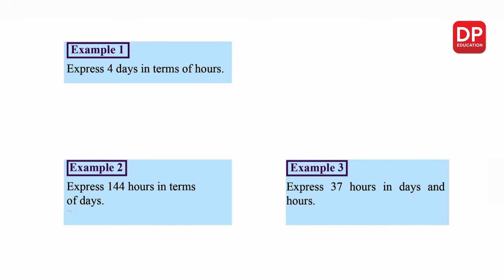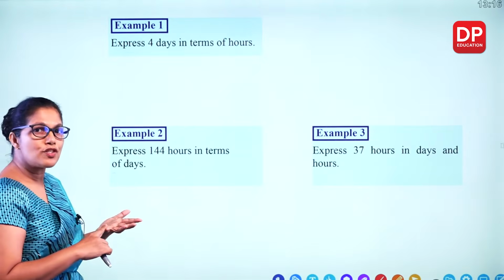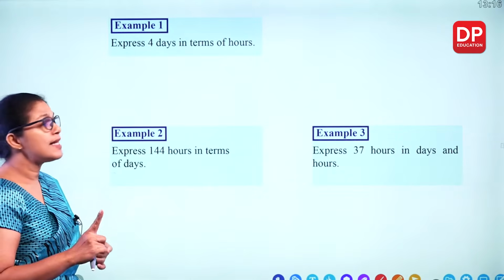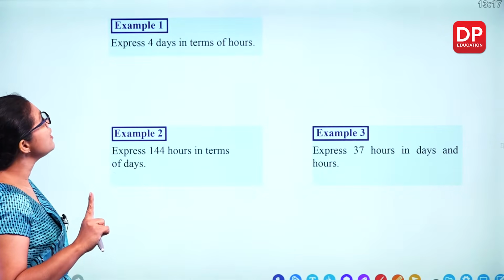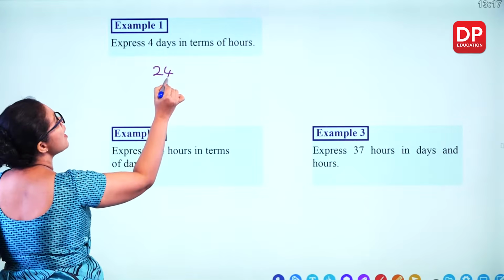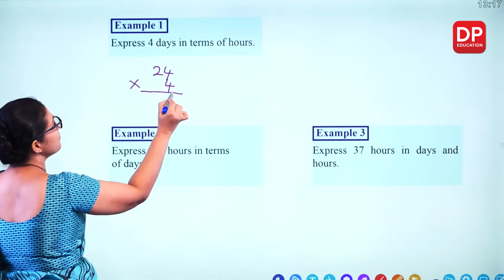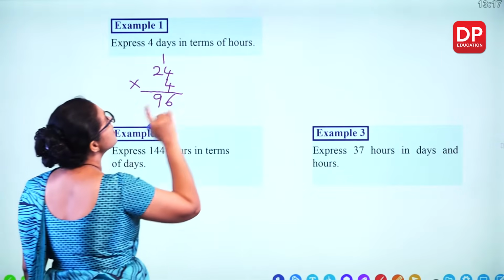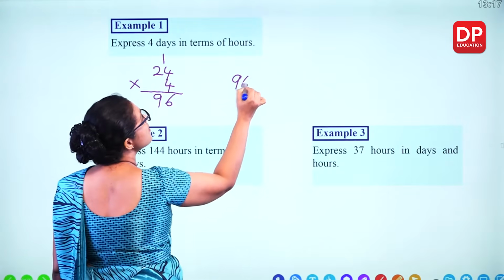Example number 1. Express 4 days in terms of hours. What's the relationship between days and hours? We know 24 hours is 1 day. So you need to multiply this by 4. 24 times 4. 16 and 8 plus 1, 9. So 96 hours are there.